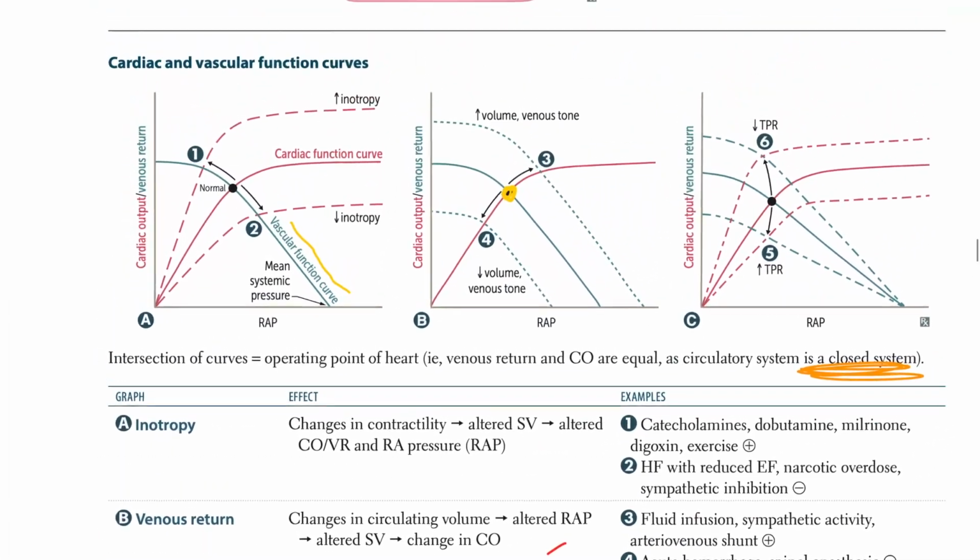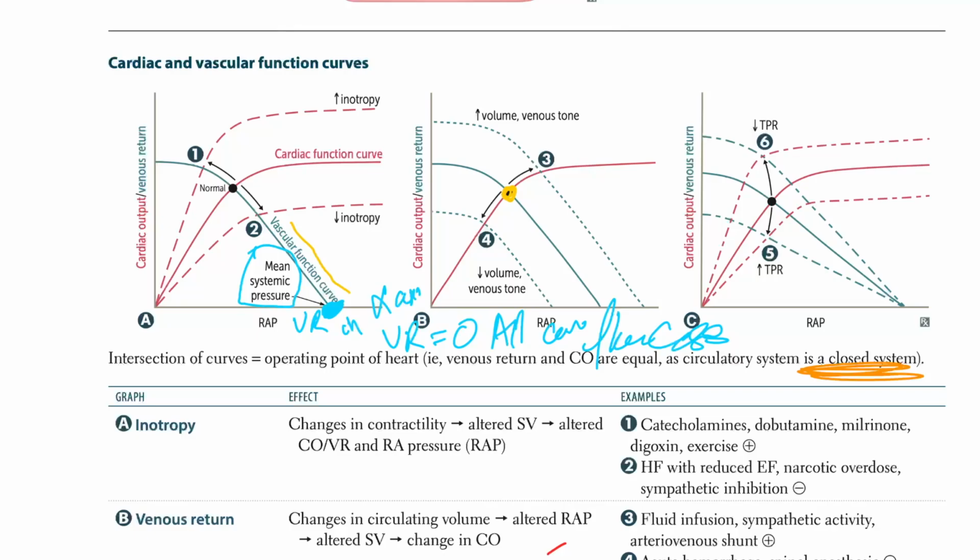this point right here, mean systemic pressure. When venous return intersects the x-axis, which is right here, it indicates a venous return of 0. VR, venous return equals 0. At this point, all circulatory flow ceases, and the pressure throughout the circulatory system equalizes. This pressure is termed the mean systemic filling pressure, which is right here.